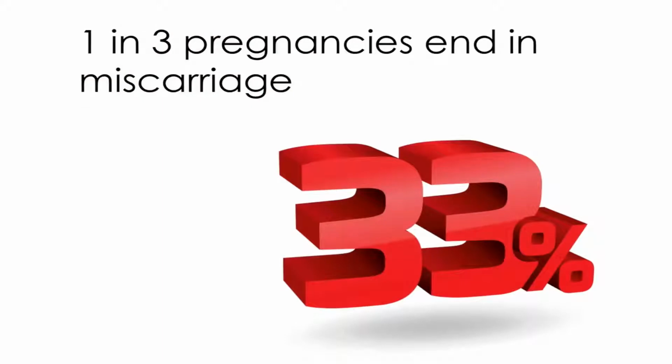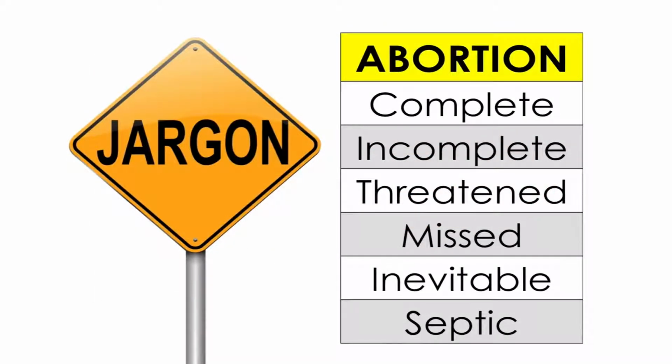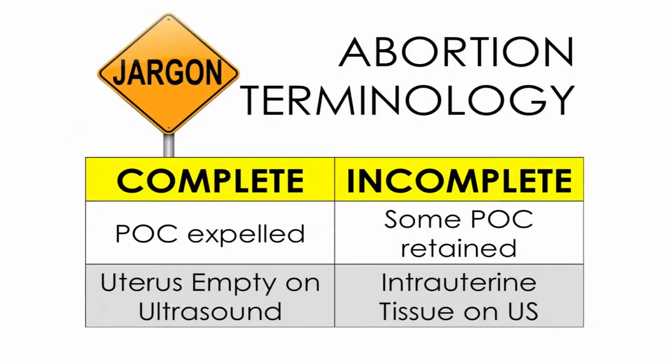By way of introduction, it's important to remember that 1/3 of all pregnancies end in miscarriage. Miscarriage is usually caused by problems associated with the mother, fetus, or placenta. There are a number of confusing terms which describe conditions of abnormal first trimester pregnancy. Complete abortion is when all products of conception are expelled. The uterus is empty on ultrasound, and on physical exam, the cervix is closed.